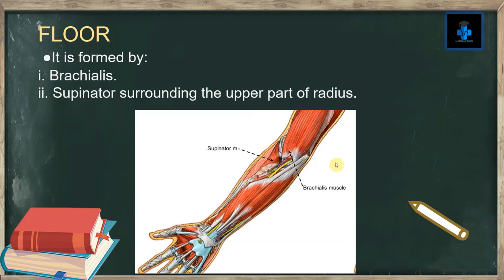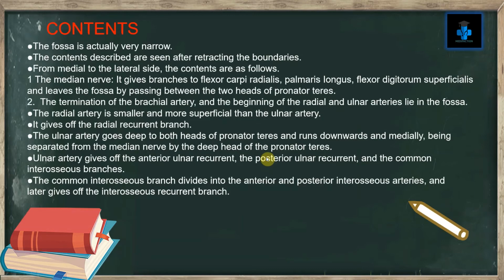Floor. It is formed by the brachialis muscle and supinator surrounding the upper part of radius bone. This forms the floor. Contents. The fossa is actually very narrow. The contents described are seen after retracting the boundaries. So from medial to the lateral side, the contents are as follows.